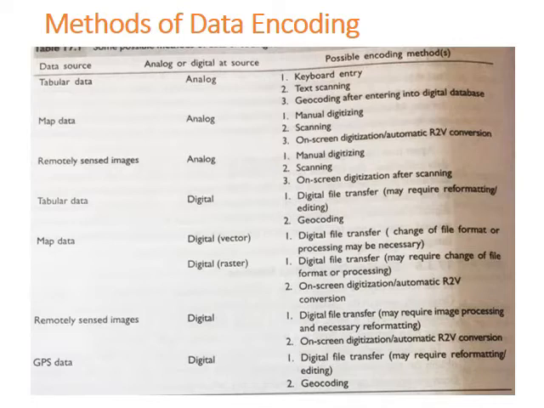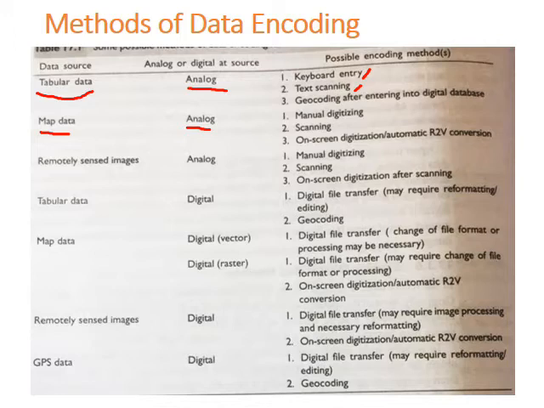So this table gives you the possible methods of data encoding for different types of data sources. Say if the data source is tabular data, and if it is in an analog format, the possible encoding methods are: you have to enter all the analog information through keyboard entry and bring that into the digital database, or you can scan the text and bring it into a digital database, or you can geocode after entering into the digital database.